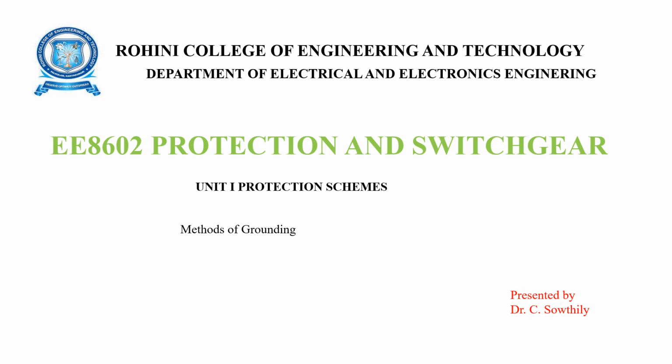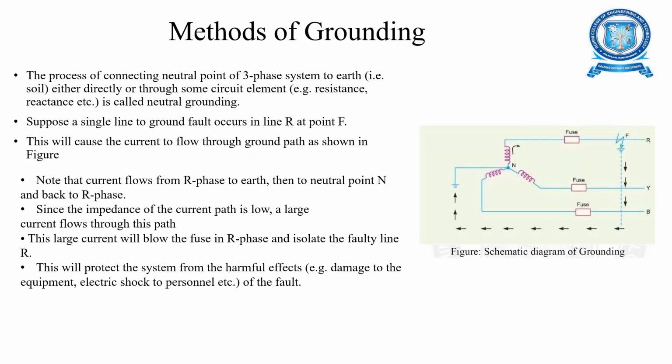Now we'll discuss methods of grounding. The process of connecting the neutral point of a three-phase system to earth, either directly or through some circuit element, is called neutral grounding. Suppose a single line to ground fault occurs in line R at point F.